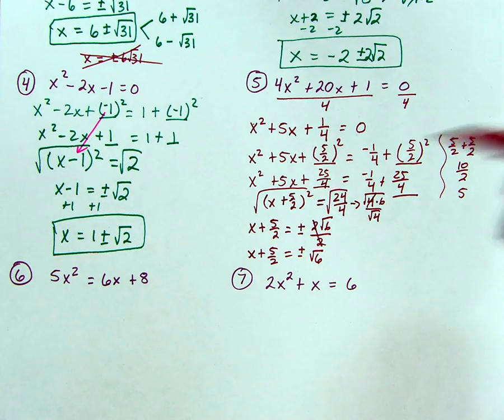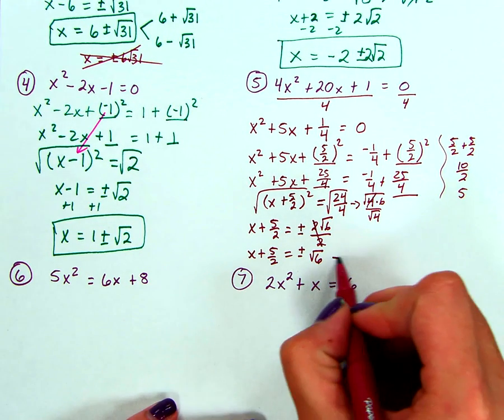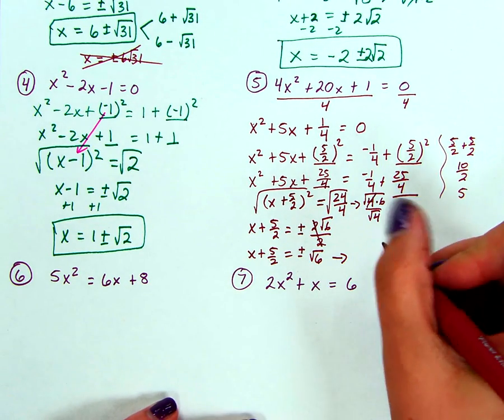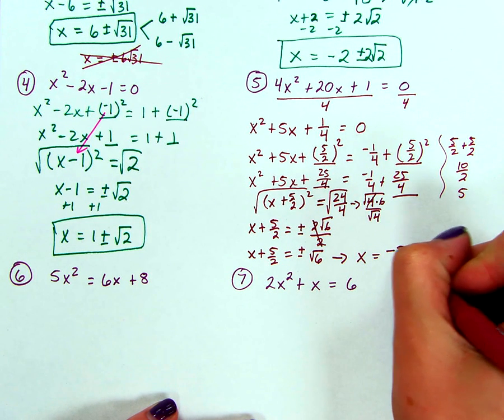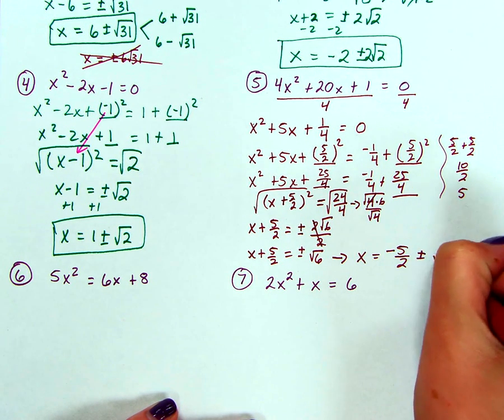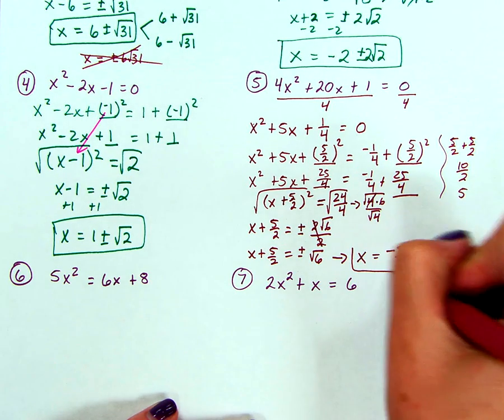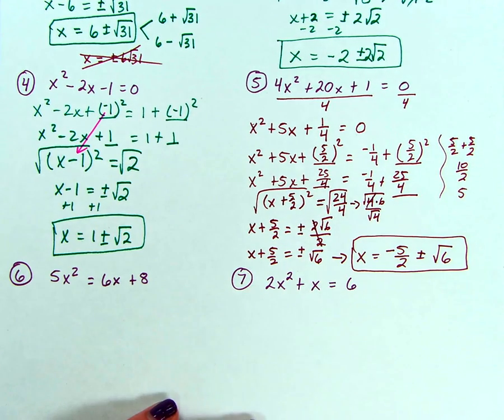And then my last step would be to subtract the 5 halves over. So this is going to be x equals negative 5 divided by 2 plus and minus the square root of 6. And this would be the final answer.